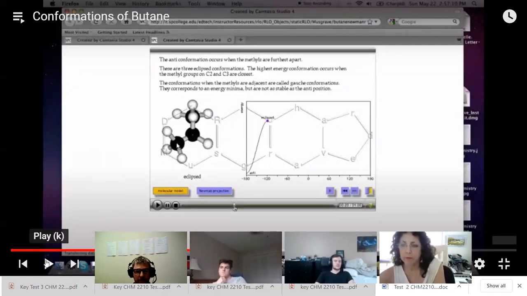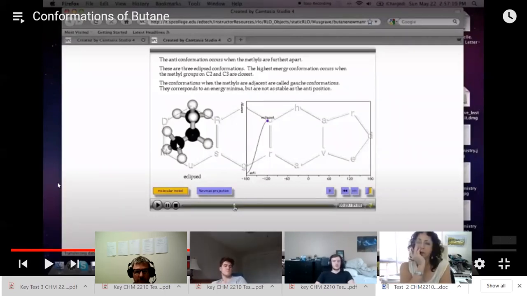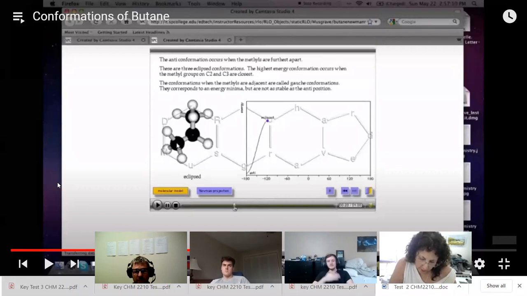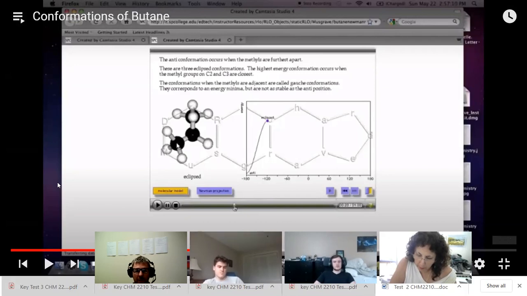And I have a question. Is it the potential energy increases because you're bringing these electron densities closer together, which puts strain on the molecule? Exactly. Exactly right. Yes, that is exactly true. So when you bring an H closer to a CH3 that's on another atom next to it, that's going to increase the repulsion between them.